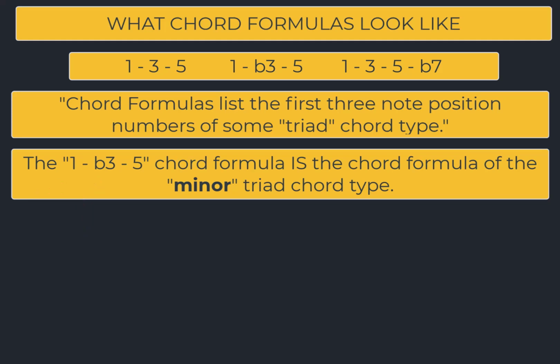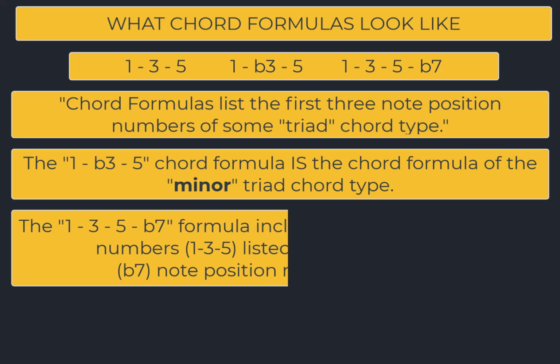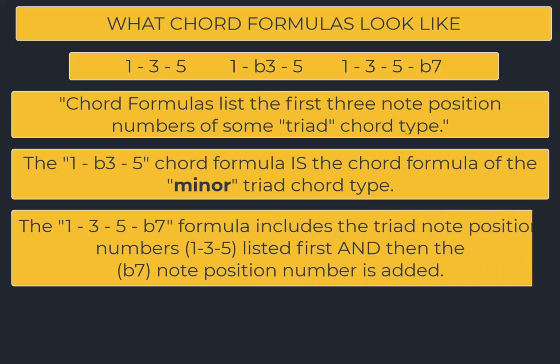In our third example here, if a chord contains more than 3 notes, the formula still identifies the triad notes first, but then adds other note position numbers as necessary. So in our example here, the chord formula of 1, 3, 5, flat 7 includes the triad note position numbers of 1, 3, and 5 listed first, and then the flat 7 note position number is added.